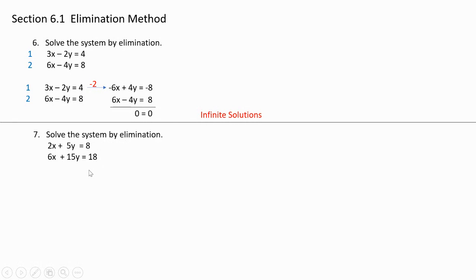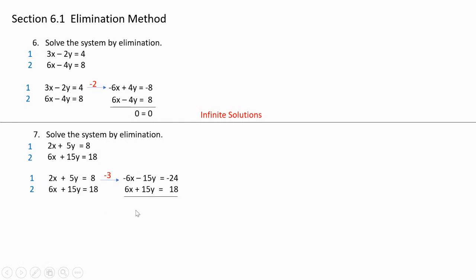Now let's see number 7. On number 7, also we're going to solve by elimination method, and I'm going to get rid of the x's, so I'm going to multiply the first equation by negative 3. It's going to give us negative 6x minus 15y equals negative 24. And I got that by multiplying negative 3 times every term on the first equation. Equation 2, we just bring it over.